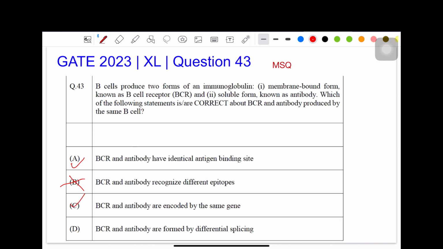And the last one, that the BCR and antibody are formed by differential splicing. This also we have discussed, that BCR and antibody are formed by alternative splicing or differential splicing. And this is also a correct option. Therefore, the answers to this particular question will be A, C, and D.